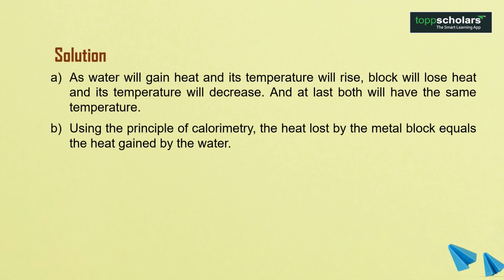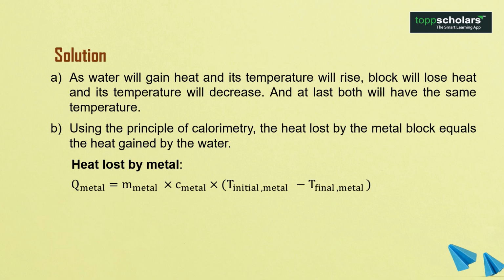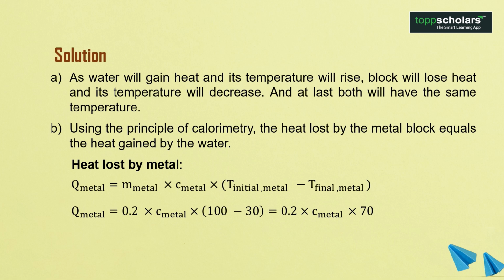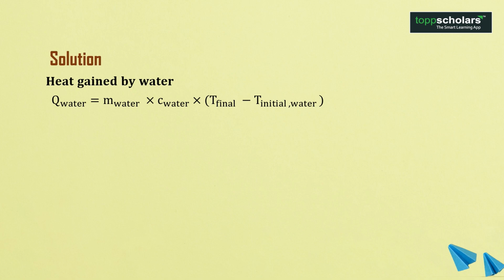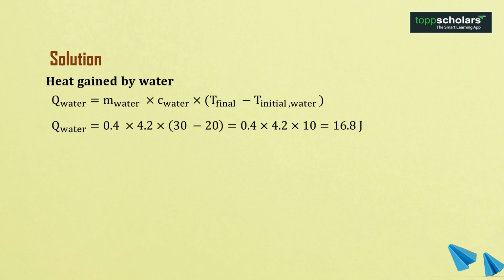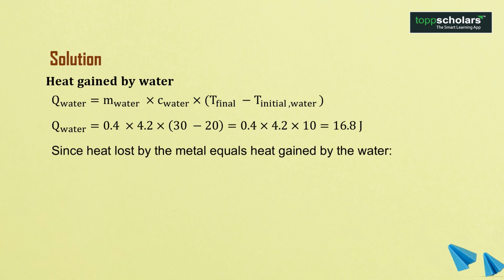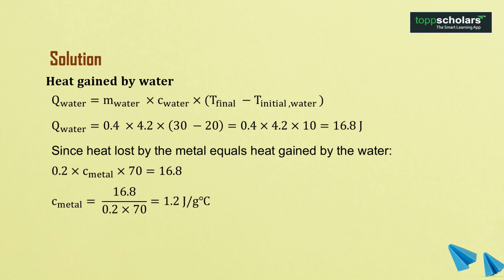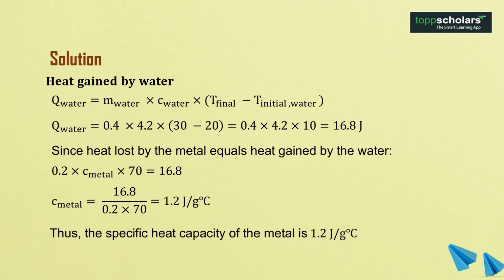Second part, using the principle of calorimetry, the heat lost by the metal block equals the heat gained by the water. So heat lost by metal is given by m multiplied by c multiplied by the difference between the initial and the final temperature of the metal. So the heat lost by metal is 0.2 multiplied by c multiplied by 100 minus 30, which is 70. That is the heat gained by water, right? So that further gives you, after solving, 16.8 joules. Now since the heat lost by the metal equals heat gained by the water, we can equate this with 16.8 to get the final answer as 1.2, and here we can say that the specific heat capacity of the metal is 1.2 joules per gram per degree Celsius.